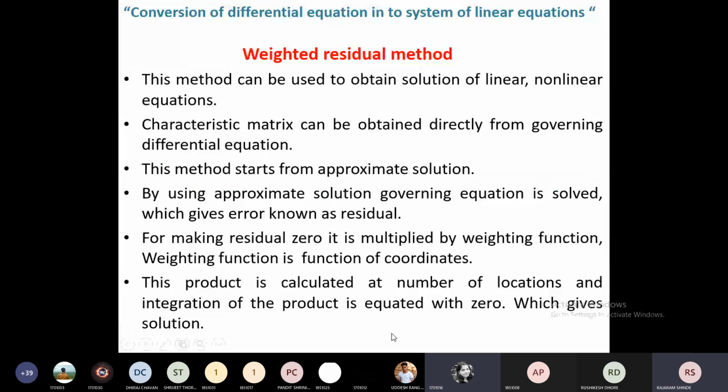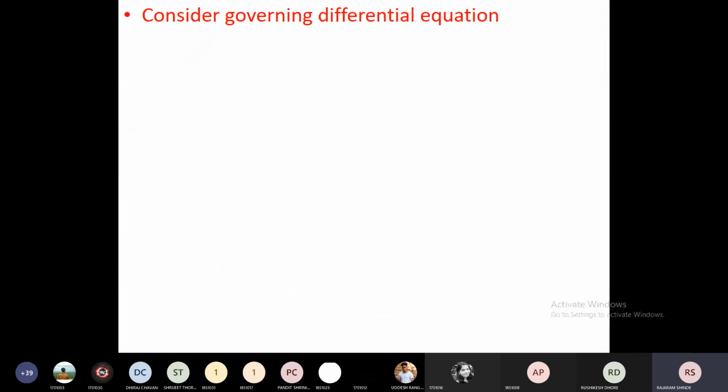Now you have noted the steps. Now we will apply these steps to the problem. Now consider the governing differential equation. Here D phi minus f is a short form of the differential equation. It is like this, you see here.